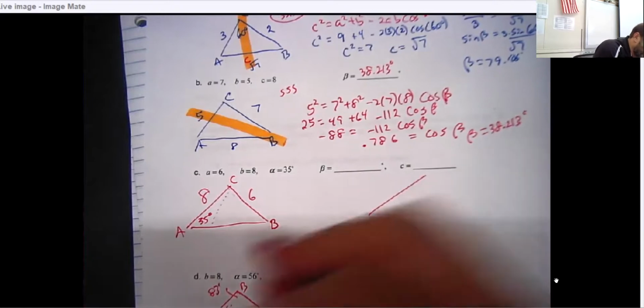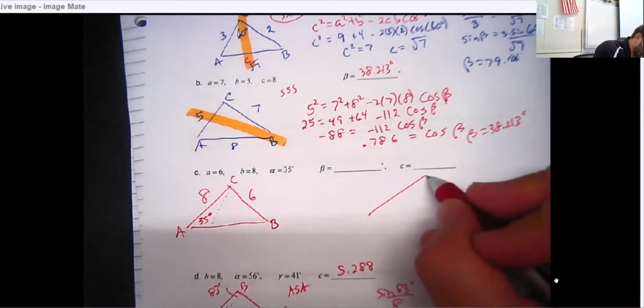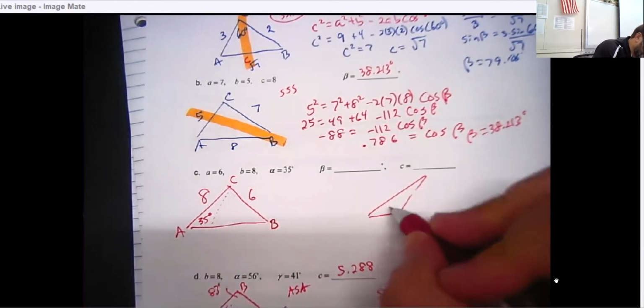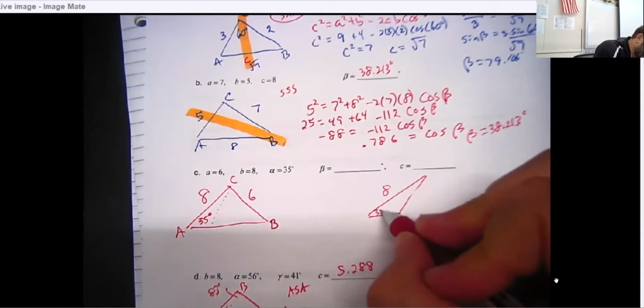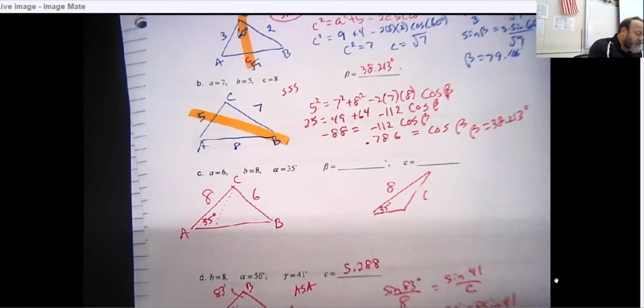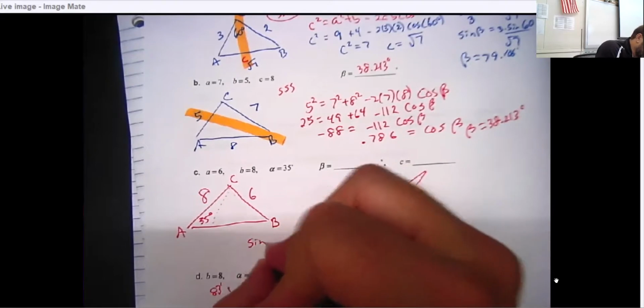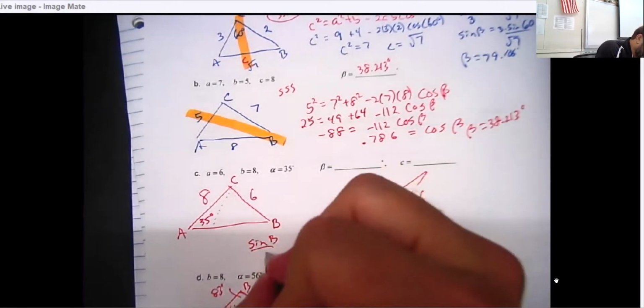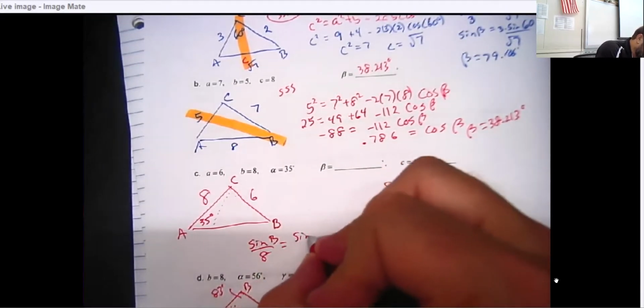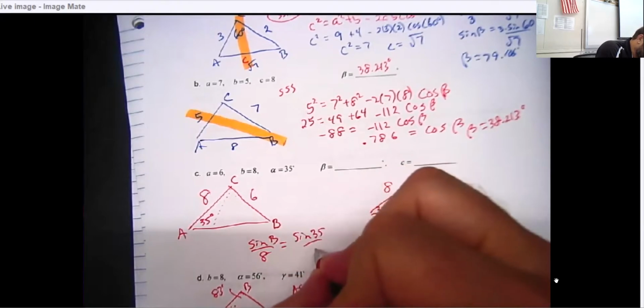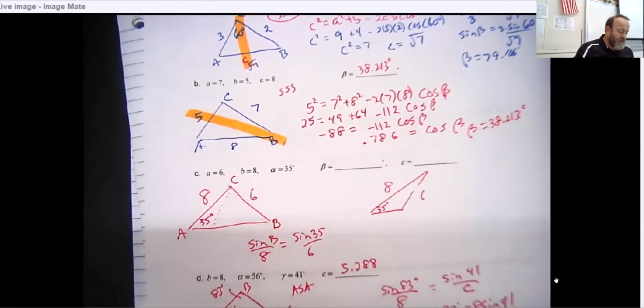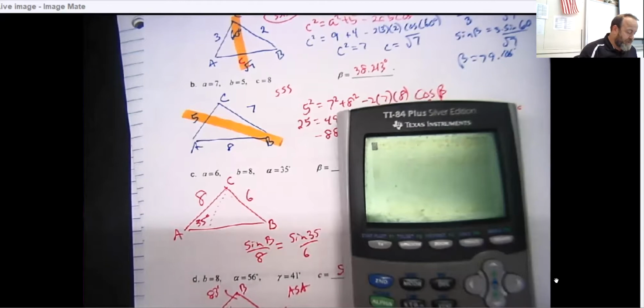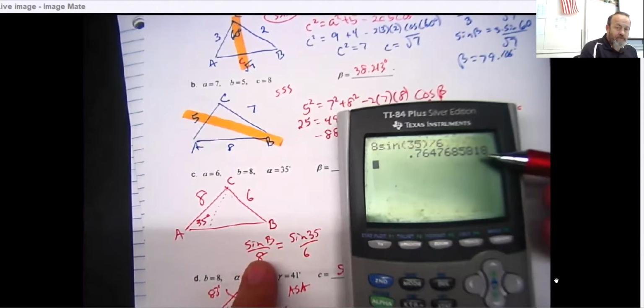One of those options looks like this big triangle, and one of them is going to slide to the inside. But we're going to find out if that's true as we work. So let's use the law of sines, which says the sine of B over 8 is equal to the sine of 35 over 6. I'm going to do a little cross multiply. So 8 sine of 35 divided by 6. So the sine of beta is this.